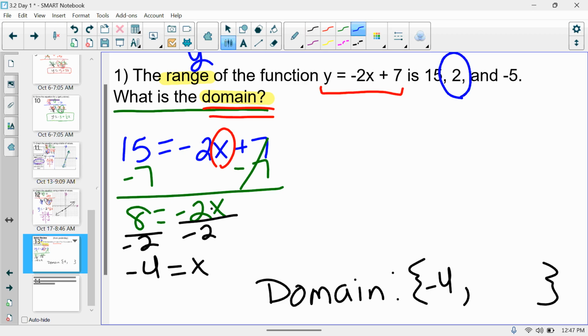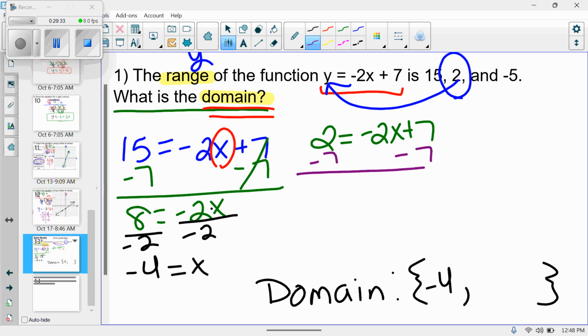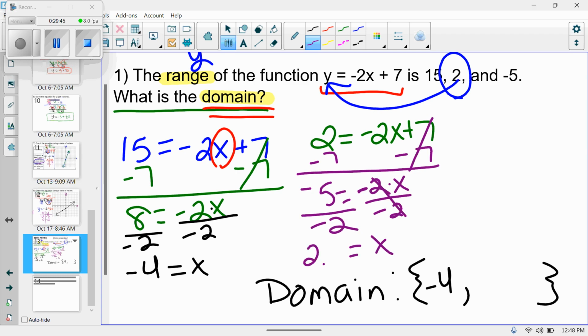Now we're going to have to put 2 in place of y, okay? So you're going to write 2 equals -2x plus 7. Are you with me? Do you understand where I'm getting this from? So you go ahead and solve that one real quick now. So we should have, again, taken away 7 from both sides. You're going to solve it the same way. 2 minus 7 is -5. And then opposite of multiplication, we're going to divide by -2. And -5 divided by -2 is 2.5. So that's our next number in the domain.